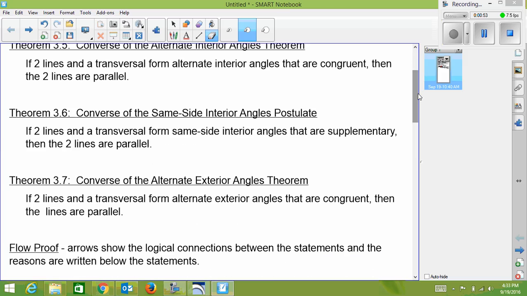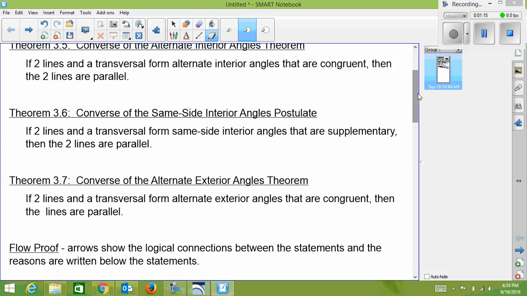Theorem 3.6, converse of the same side interior angles postulate. If two lines and a transversal form same side interior angles that are supplementary, then the two lines are parallel. And theorem 3.7, converse of the alternate exterior angles theorem. If two lines and a transversal form alternate exterior angles that are congruent, then the lines are parallel.